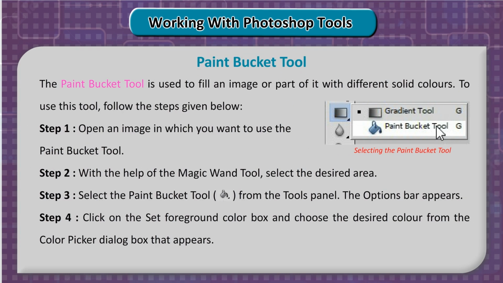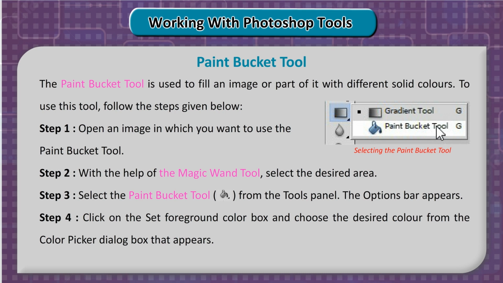Paint bucket tool. The paint bucket tool is used to fill an image or part of it with different solid colors. To use this tool, follow the steps given below. Step 1. Open an image in which you want to use the paint bucket tool. Step 2. With the help of the Magic Wand tool, select the desired area. Step 3. Select the paint bucket tool from the Tools panel.